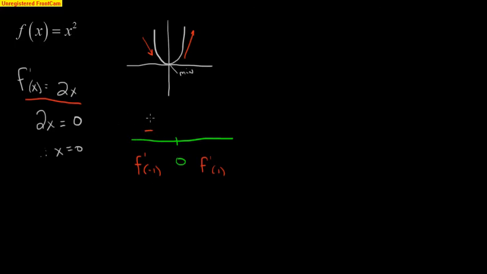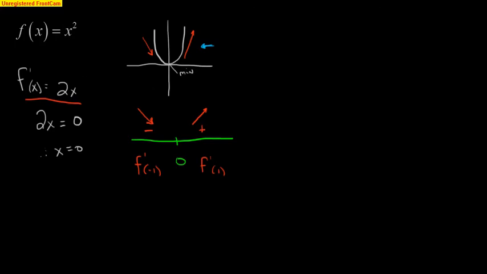By getting a negative answer, that tells me that the function is decreasing. Then I plug in 1, so 2 times 1 is 2. That's a positive answer, which tells me I'm increasing, and as you can see, that matches our graph that we already know of ahead of time. So because I go from decreasing to increasing, I know that I have a minimum at 0.